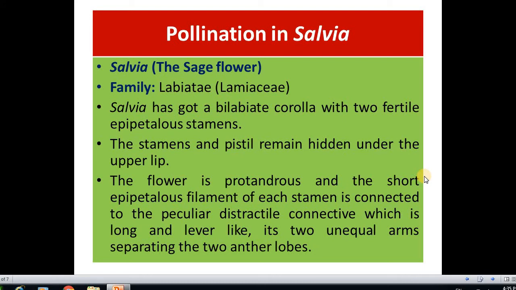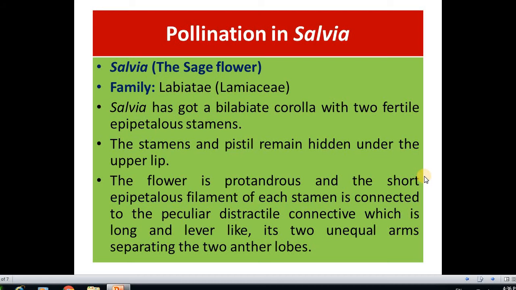The flower is protandrous. Protandrous means the flower in which the stamens become mature before the carpels. So here, self-pollination is not possible because the maturity time of stamen and carpel differs. The stamen becomes mature before the carpels, so the timing is not matched. That's why self-pollination will not occur. Instead, cross-pollination will take place, particularly with the help of insects, with the help of bees.